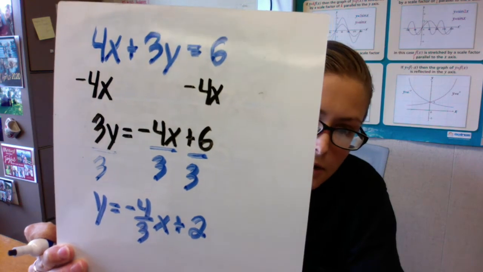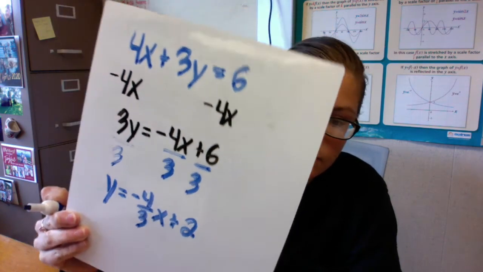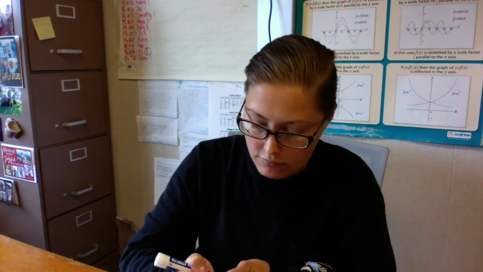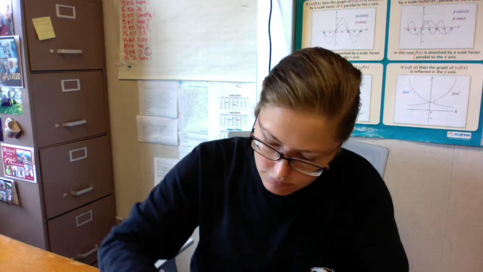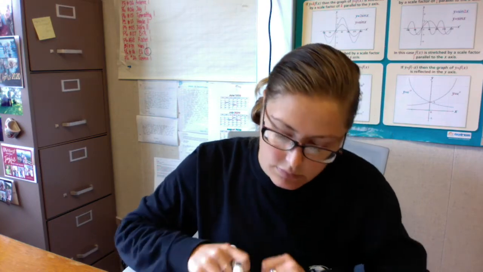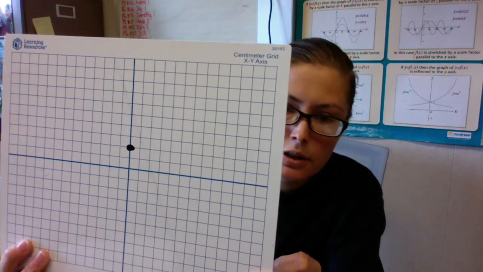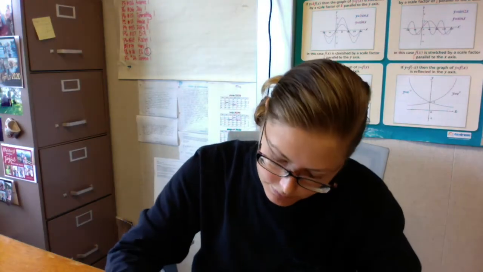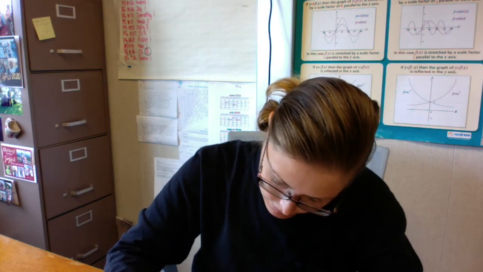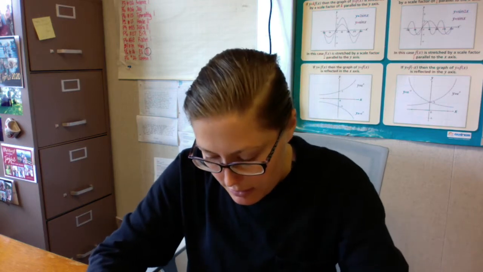So we're going to start at 2 on the y-axis. We're going to go down 4, to the right 3. And then we can do that again, down 4, to the right 3. And connect our points.